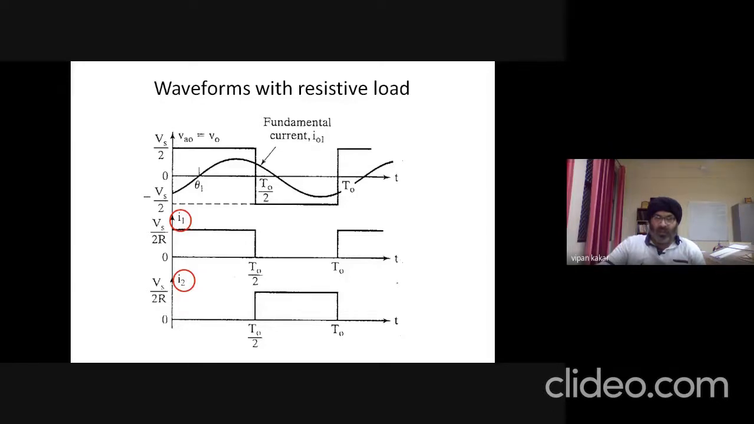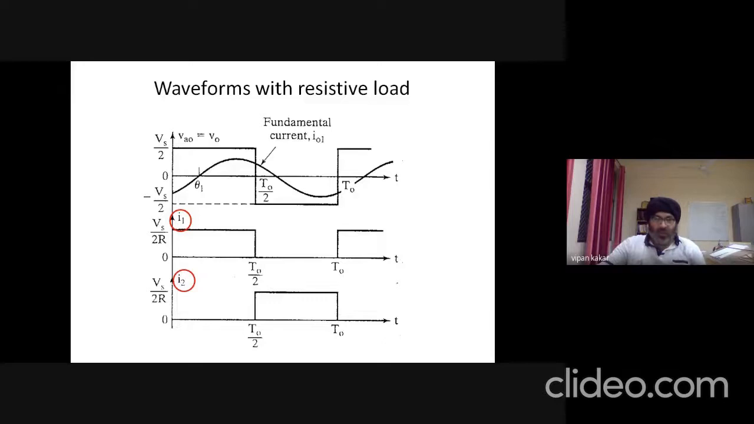So this is the output voltage, having positive Vs by 2 when Q1 was on, and when Q2 was on, we have minus of Vs by 2. Square wave. Not pure sine wave, but square wave. And this current, because of resistive load, we do not have that much phase shift over here. Pure resistive load, we do not have any phase shift.